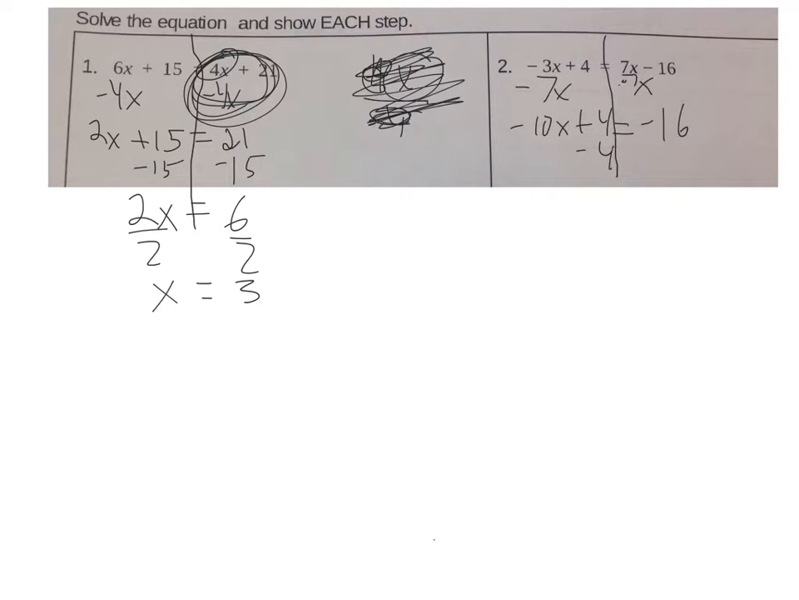From there, you subtract 4 on both sides. You get negative 10x equals negative 20. You divide by negative 10. And you end up getting x to equal positive 2. All right, so let's go ahead and see what else we have.